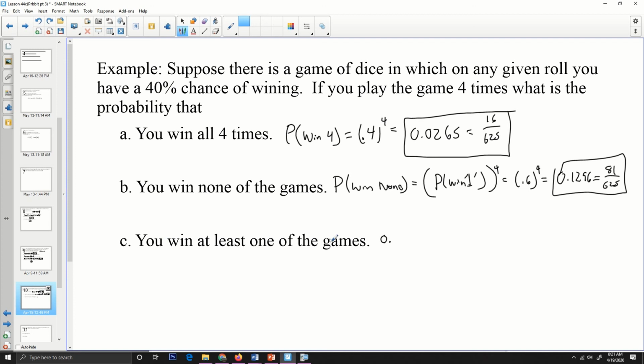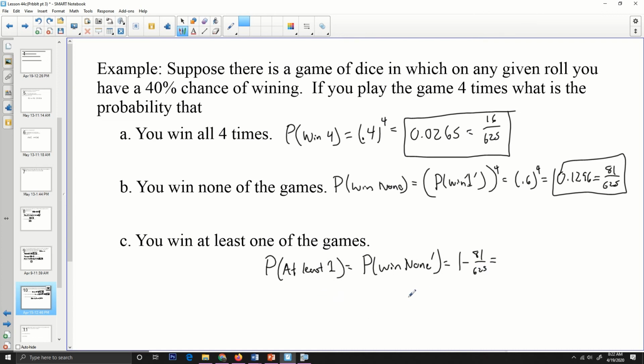The probability that you'll win at least one of the games. So at least one includes exactly 1, exactly 2, exactly 3, and exactly 4. That is the complement of none of the games. So this one is a complement. We can say probability win at least one would be the complement of win none. So I can go 1 minus 81 over 625.